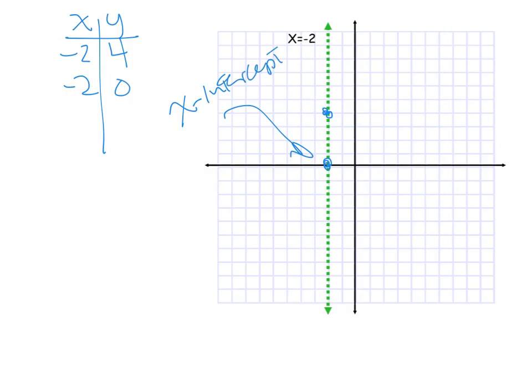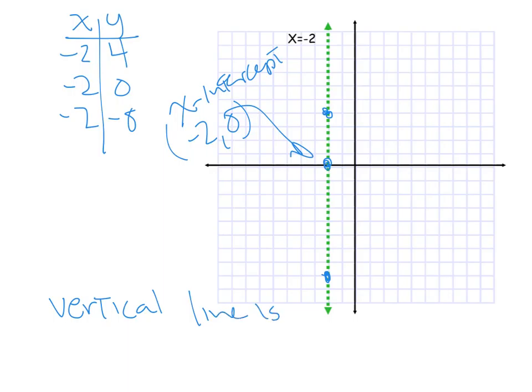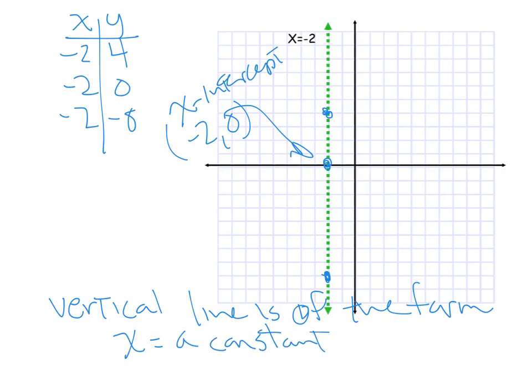So there's our x-intercept at (-2, 0). We could put in -2 for x and any value of y. How about -8? So (-2, -8) is going to be down here. And we are seeing that for a vertical line, the equation has the form x equals a constant. Whatever that constant is, you can draw the line.